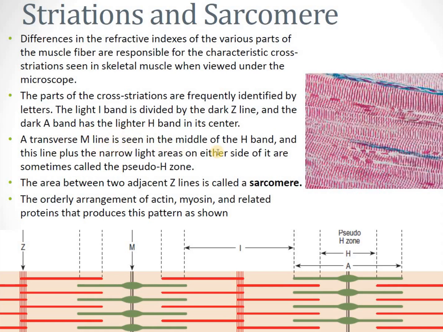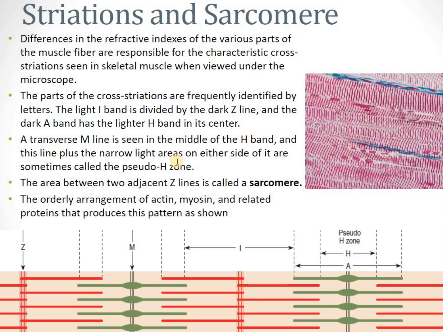The transverse M line is seen in the middle of the H band, and this line puts narrow light areas on either side of it, sometimes called pseudo H zone or false H zones. The area between two adjacent Z lines is known as a muscle fiber unit, called the sarcomere.